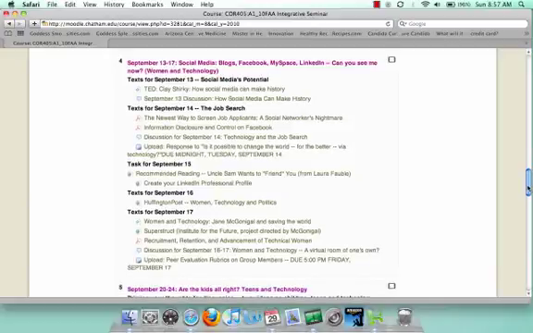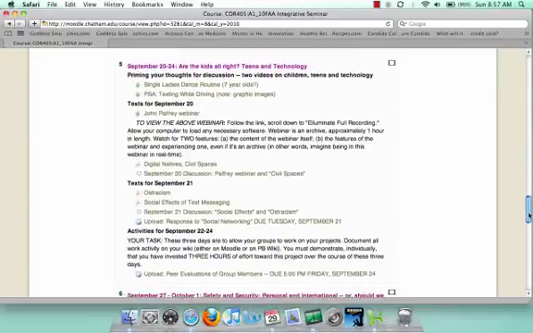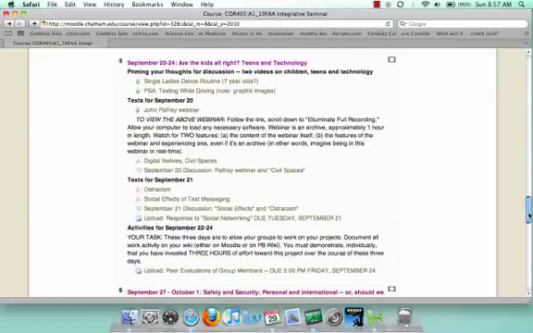The following week, starting September 13th, social media. We'll look at blogs, Facebook, MySpace, and LinkedIn. And for that one, we'll look at women in technology. The week after that, one of my favorites, teens in technology. Even though it's not a mission initiative, it's something that is in the news and in pop culture constantly.